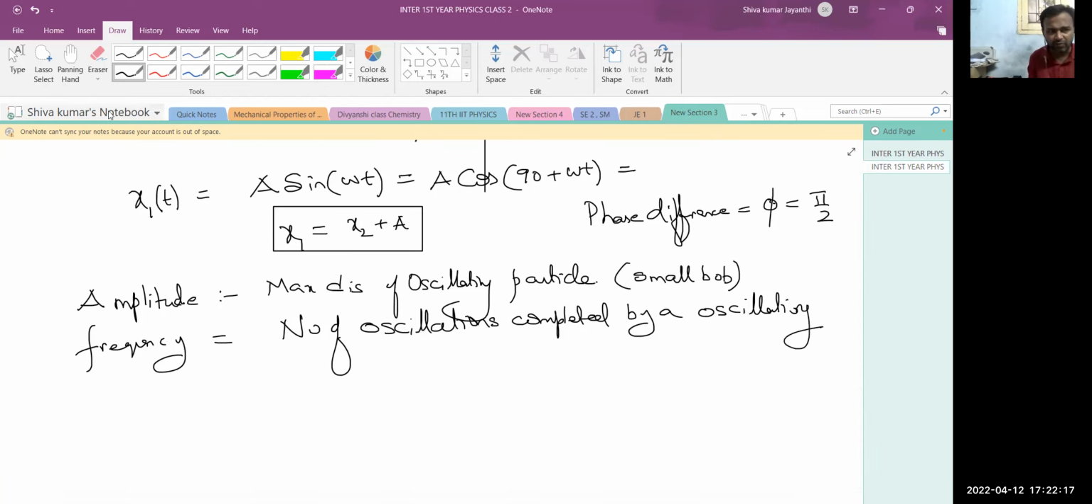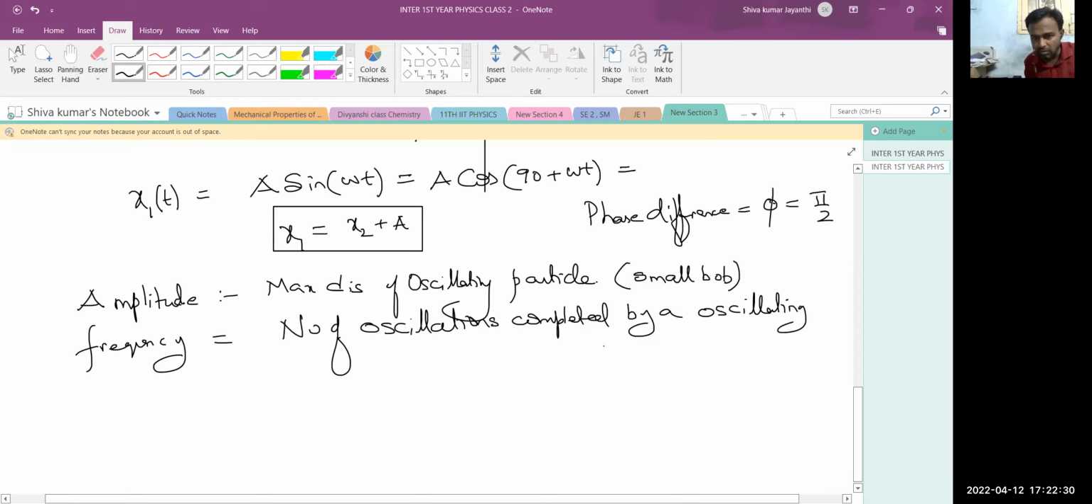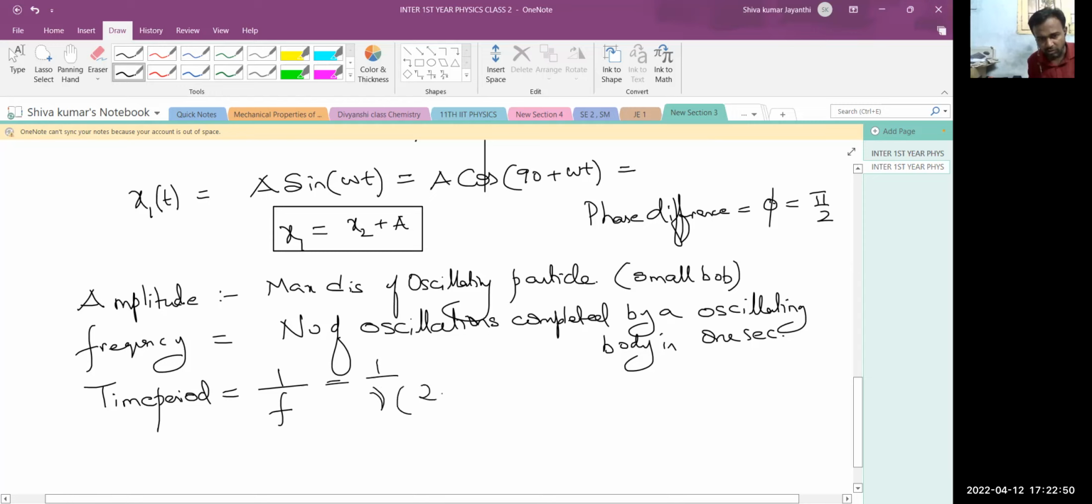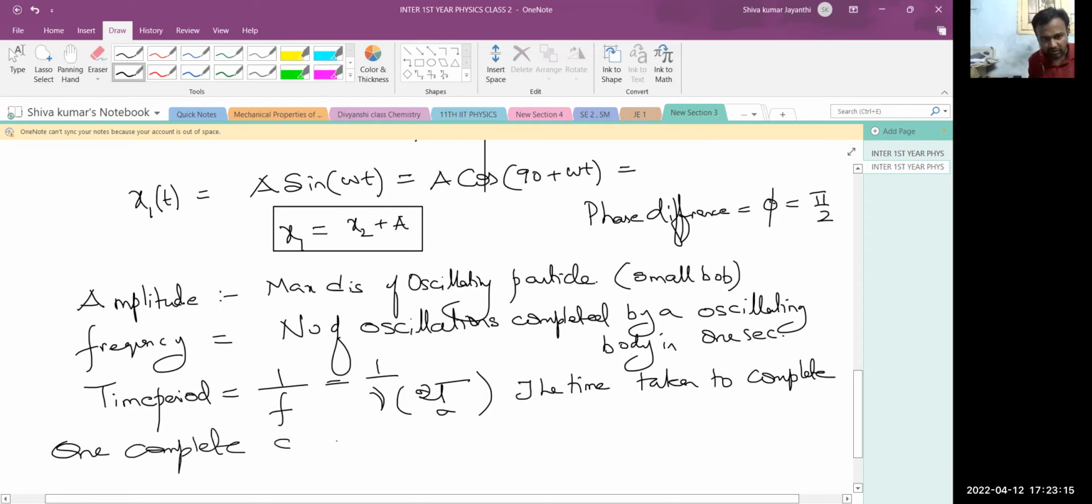Completed by an oscillator. Sometimes in future, I will not use this big term, to save some time. Oscillator, I will say. Oscillator means oscillating body. Understood? In 1 second, we learned this. Exactly the reverse of that, the reciprocal of that, is time period. Time period is defined as 1 by frequency or 1 by nu. I told you how to pronounce it. Nu. Or 1 by frequency, or it is the time taken to complete one complete oscillation.